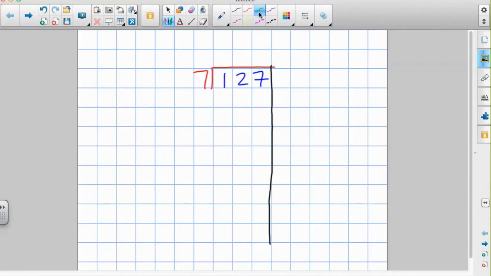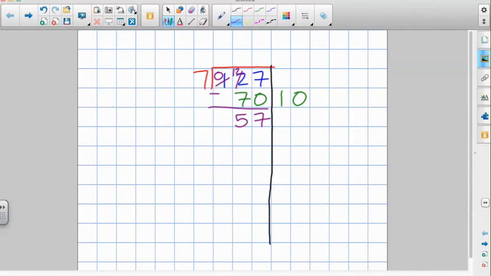The first question we ask ourselves is, what easy math fact that we know off the top of our head can we multiply by 7 to get close to 127? The easiest math fact that I know is 7 times 10, and 7 times 10 is 70. We're close to our goal number of 127, but not quite there. So how far off are we? We need to subtract 127 minus 70, and we get our answer of 57.